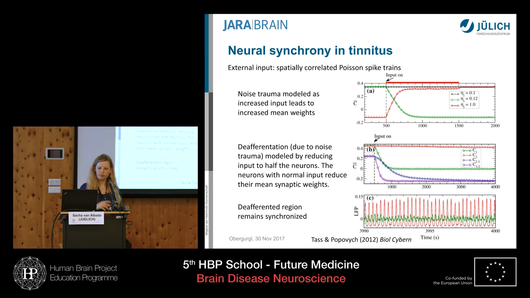Next, they add external input in the form of spatially correlated Poisson spike trains. Does everyone know what Poisson spike trains are? Who doesn't know? So the Poisson spike trains are just trains of spikes for which each spike is independent. So there's a constant rate in each interval. There's a constant probability for a spike to occur. And that leads to irregular spike trains with an exponential distribution of interspike intervals.